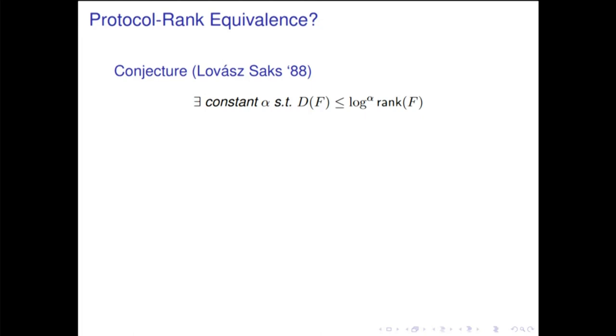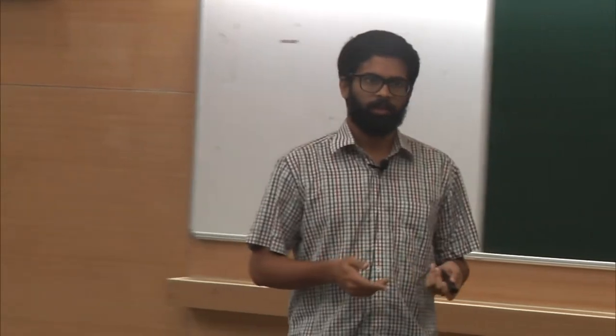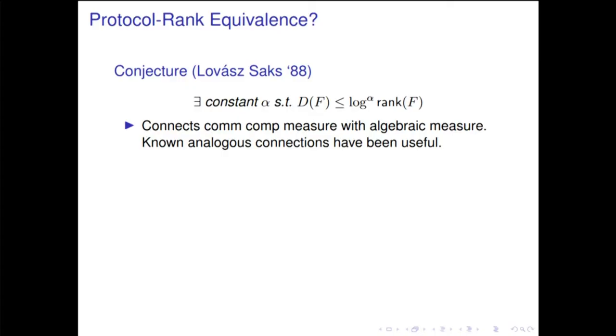And this is probably the most fundamental conjecture that follows from this. Is this lower bound tight? Is it the case that for all Boolean functions F, this lower bound is polynomially tight? And this is from 1988. It connects a communication complexity measure with an algebraic measure. And similar log rank conjectures have been known to be true and have been used in lifting theorems quite often before. And they have been very useful in such cases. It would be very useful if this were actually true.